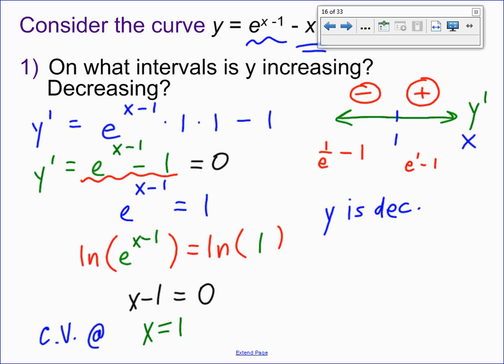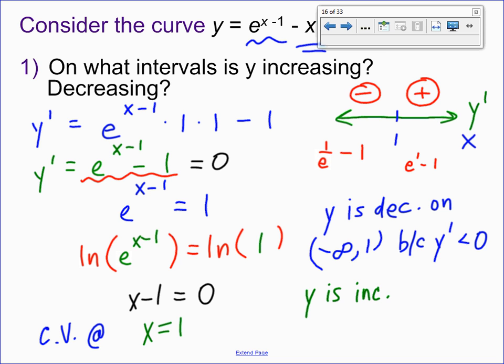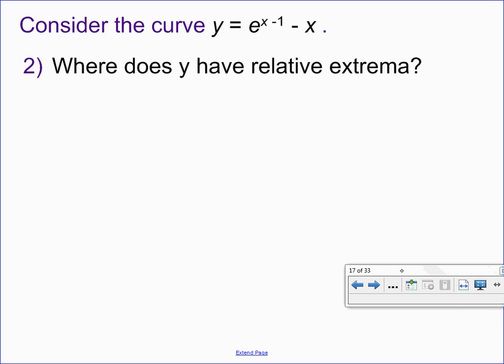And now, in the interest of time, I'm going to do this smooth operator abbreviation. y is decreasing on negative infinity to 1 because y prime is negative, and y is increasing on 1 to infinity because y prime is positive on that interval. You guys good? Next up, where does y have relative extrema?